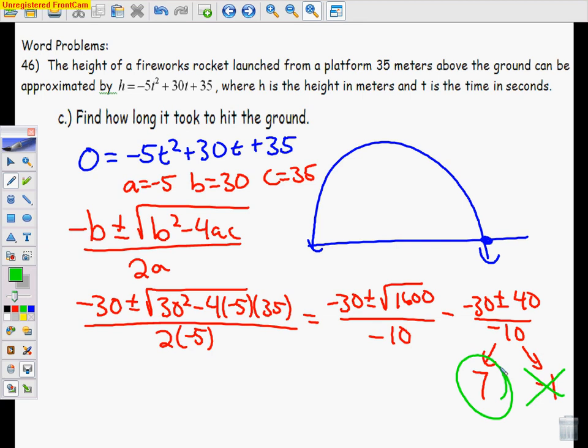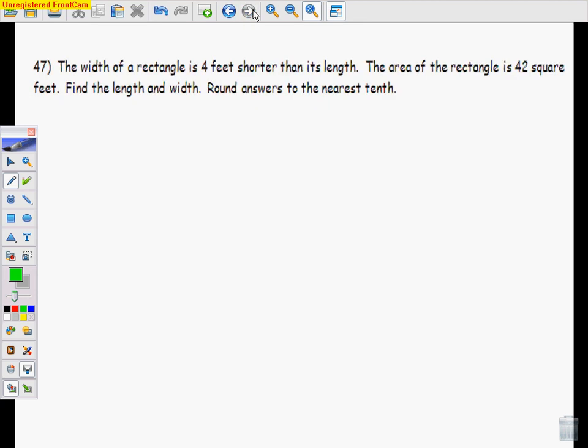All right, one more word problem. The width of a rectangle is 4 feet shorter than its length. The area of the rectangle is 42 square feet. Find the length and width, round answers to the nearest tenth. Okay. So this problem, you have this rectangle here.